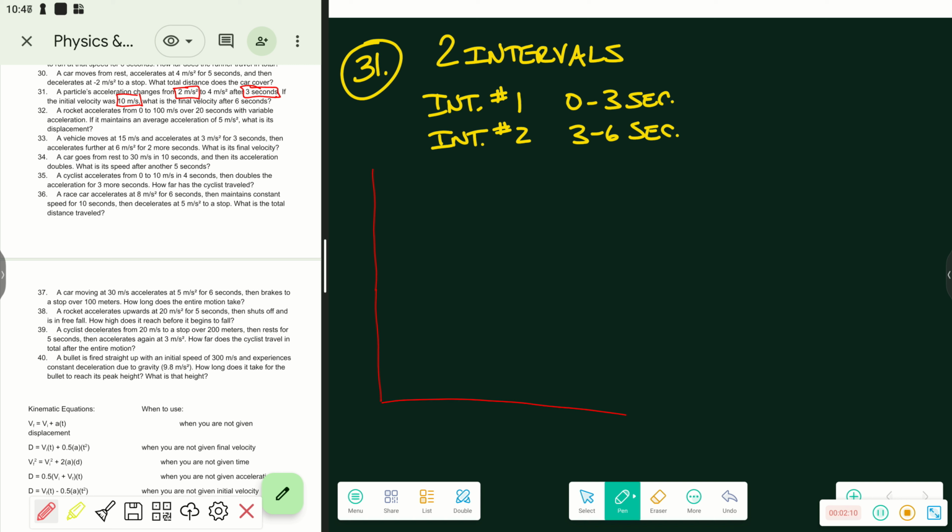I guess we can do it this way. So particle's acceleration changes. It's moving this way. Acceleration is positive. Displacement is positive. Moving this way. Okay, so it starts at the initial velocity of 10 meters per second. The acceleration for the first part, the first interval, is 2 meters per second squared. And your time is 3 seconds.